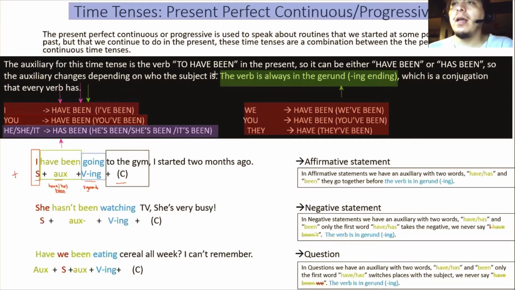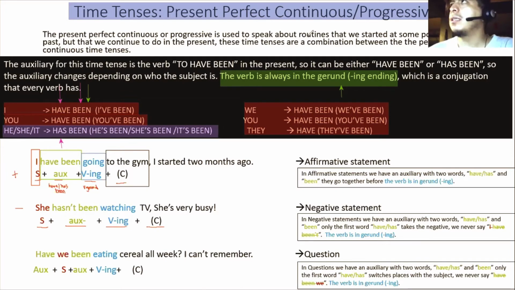Okay? Then how do you make a negative sentence? If you want to make a negative sentence, then what do you need? Yep, you need your subject. The auxiliary takes the negative. Then you have a verb. And then you have a complement. It is the same structure. The only difference is the auxiliary takes the negative.